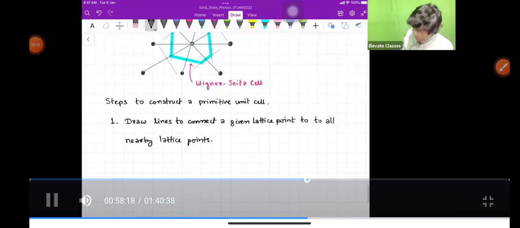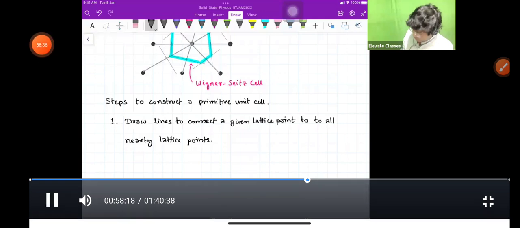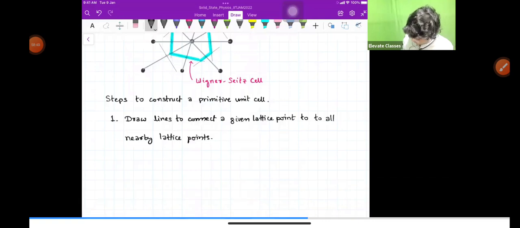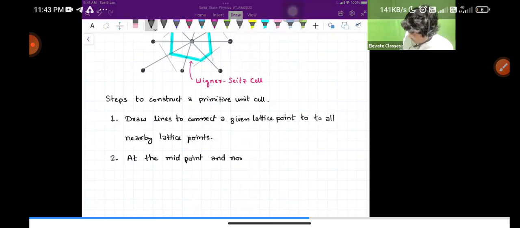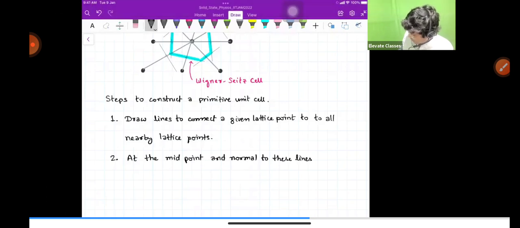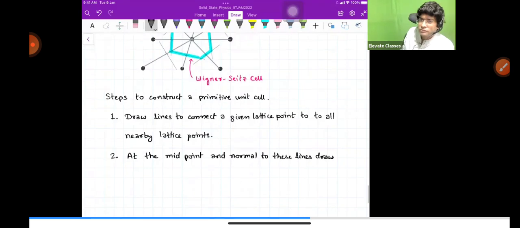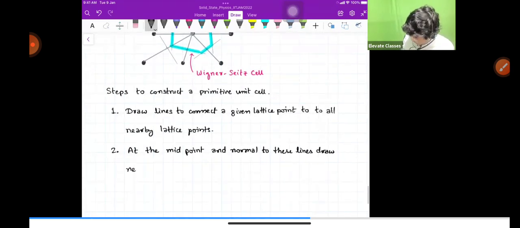All right, and number two, at the midpoint and normal to these lines, draw new lines, which are the perpendicular bisectors.